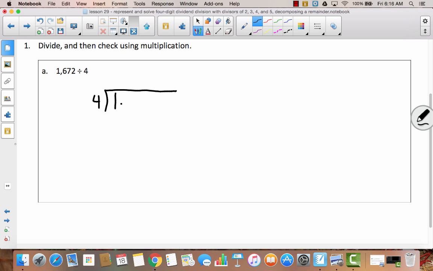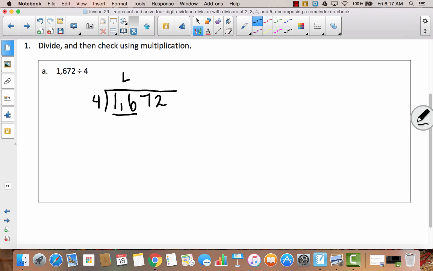All right, so I have 1,672 divided by 4. Now the first thing I notice is that I begin this problem with 1,000. I cannot take 1,000 and divide it by 4. So I have to take this 1,000 and unbundle it into hundreds. So I have to think of this as 16 hundreds. So if I have 16 hundreds divided by 4, how many 4s would that be?